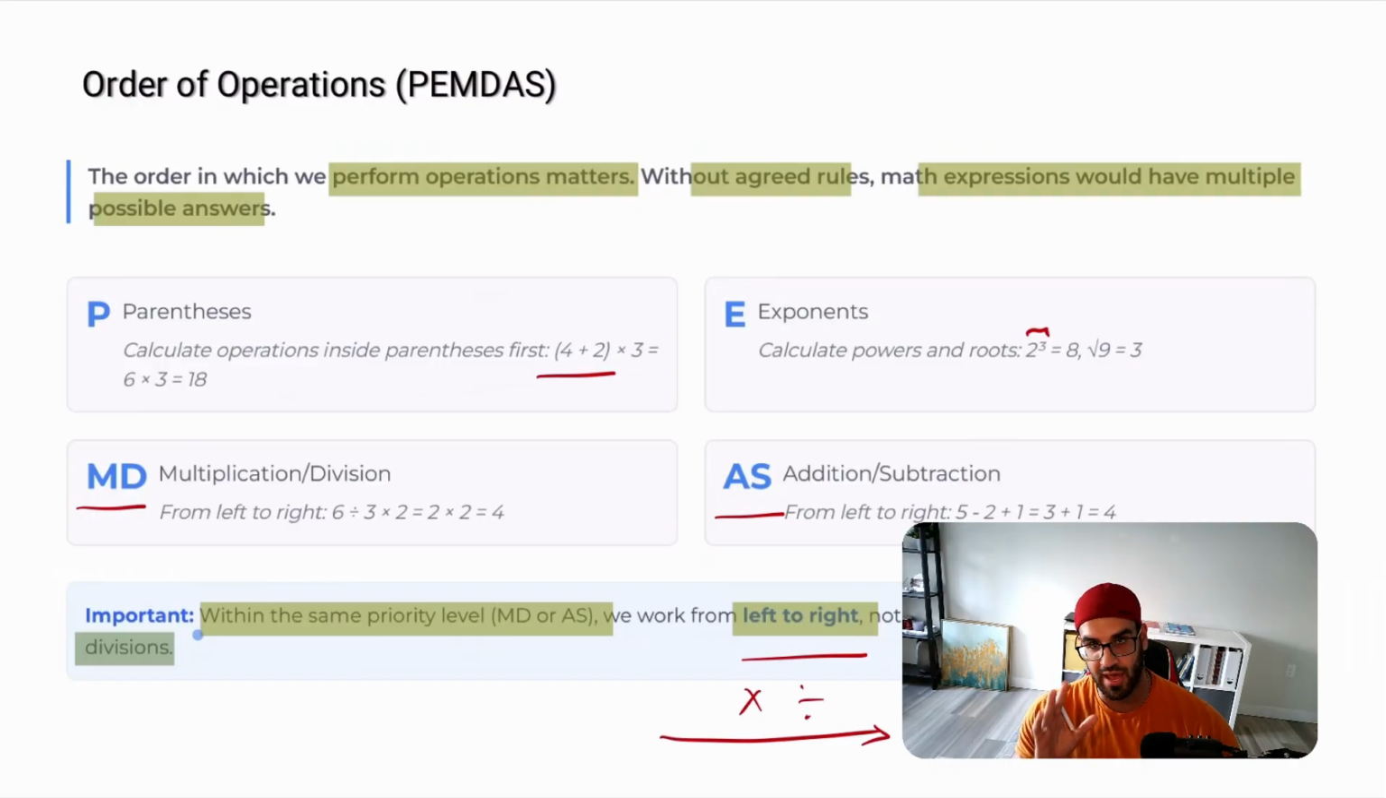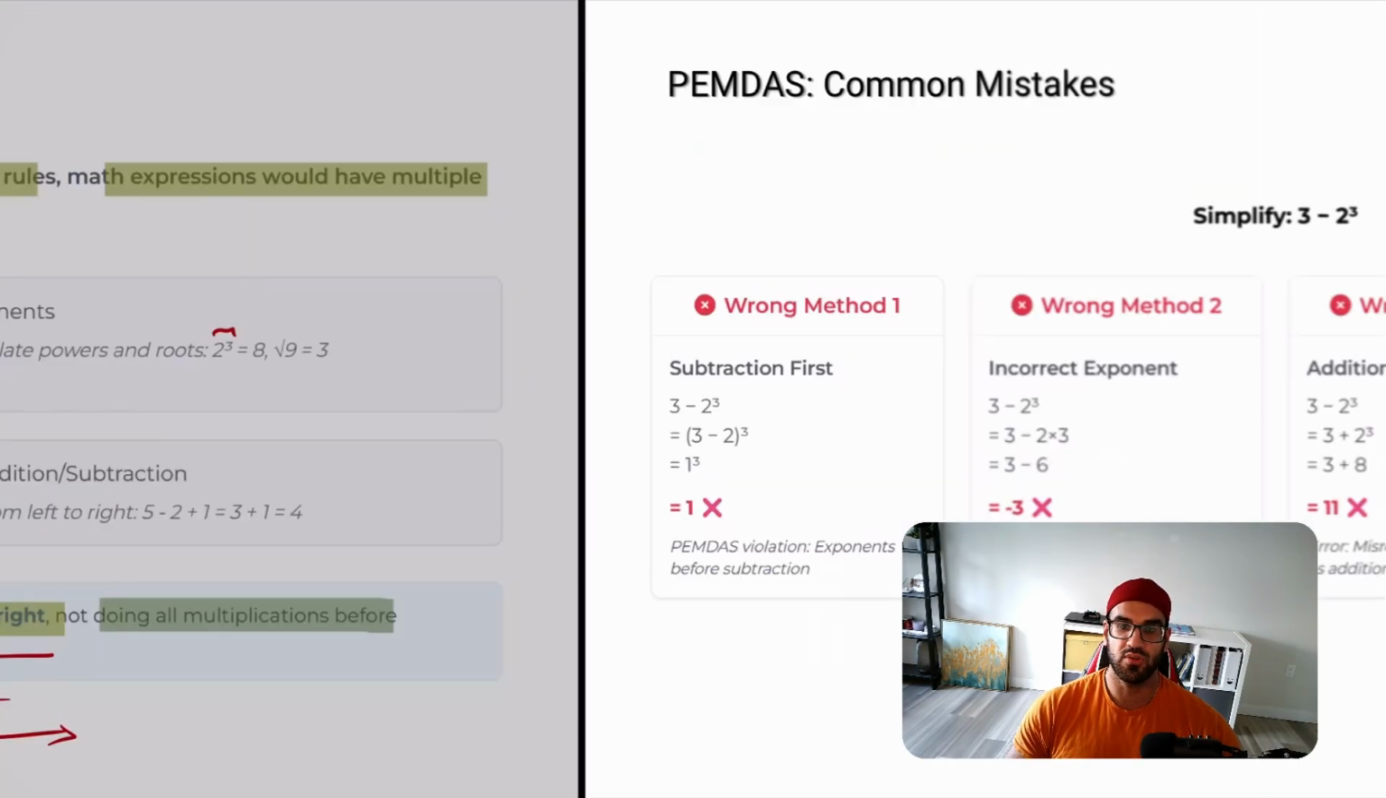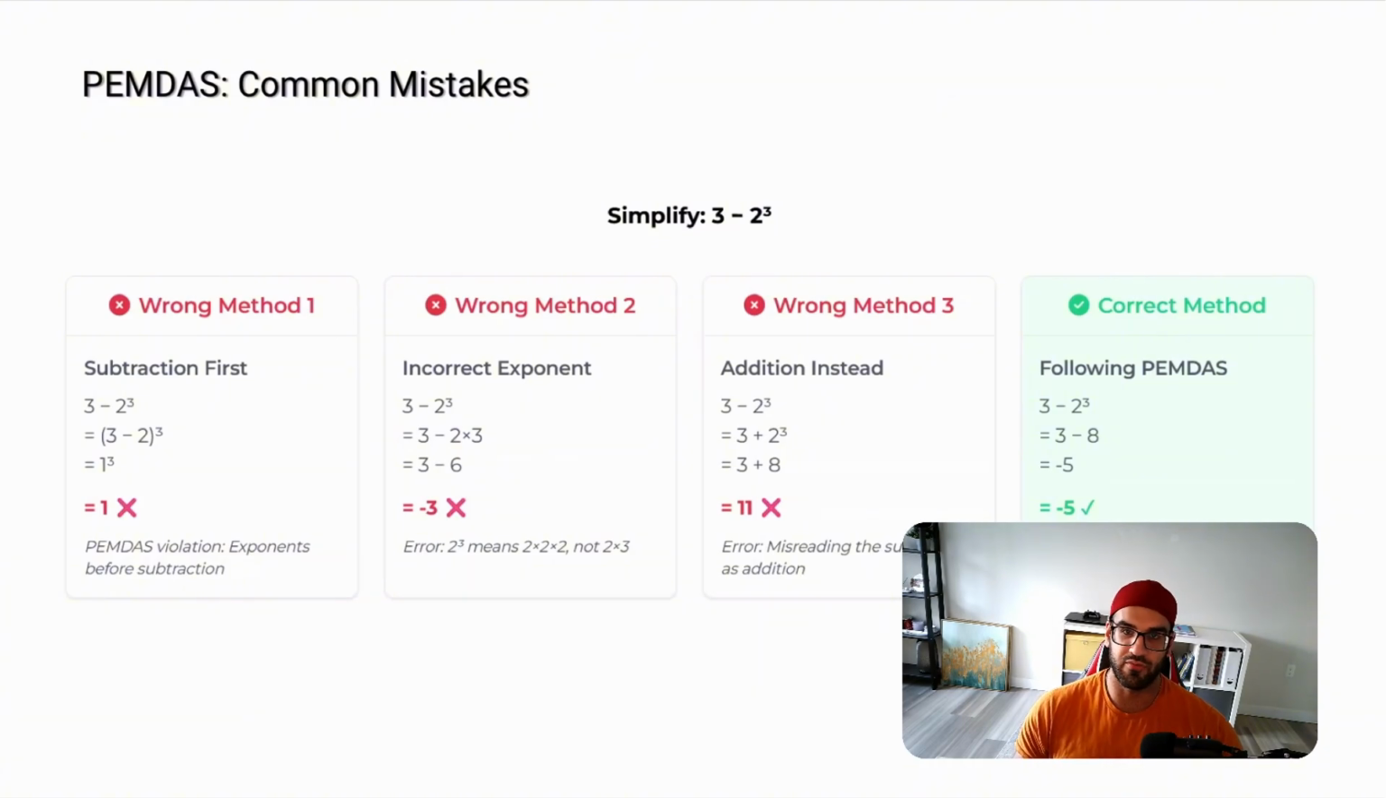So just keep it in your mind. It doesn't matter whether M comes first and after that D, or add comes first and after that subtract. Both of them should have the same order, but you have to move from left to right. So let's see an example, some common mistakes about PEMDAS and how we can use it to get rid of them.